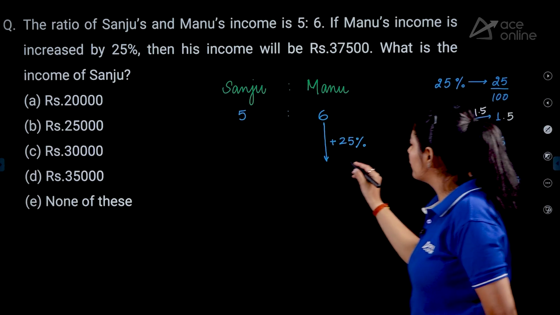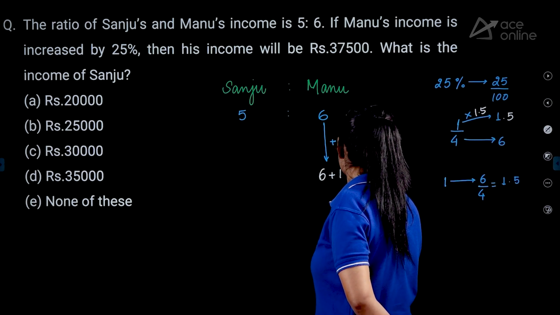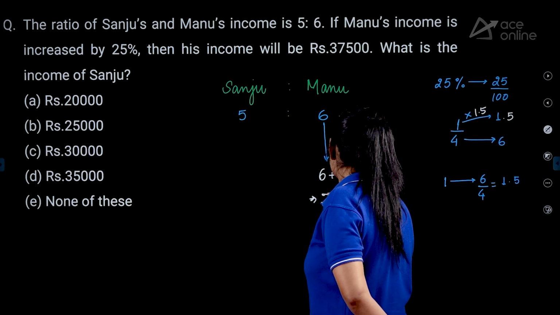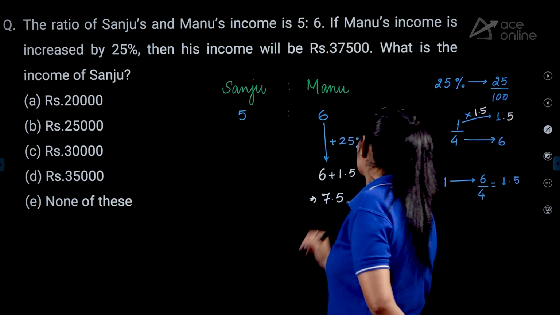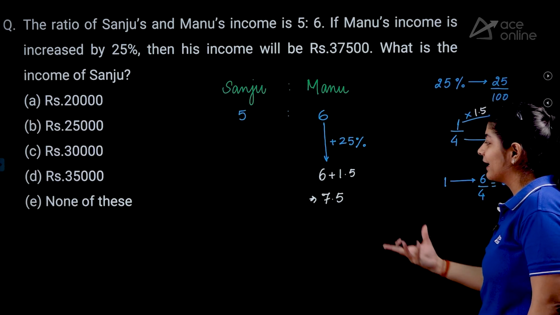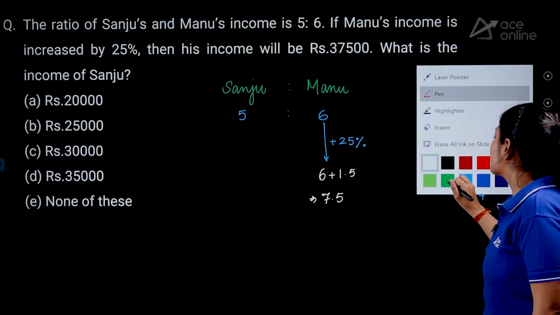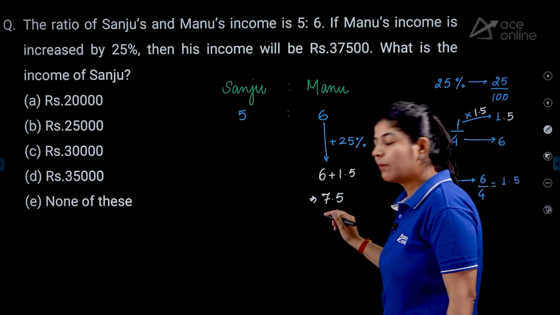So we need to do what? We need to add 6 plus 1.5, and ultimately the new salary of Sanju is 7.5. The new income ratio that we are getting is 7.5. But the question says what? The question says that this is not 7.5.